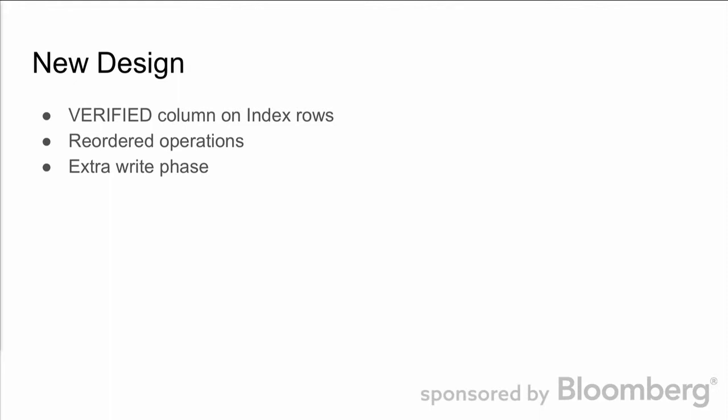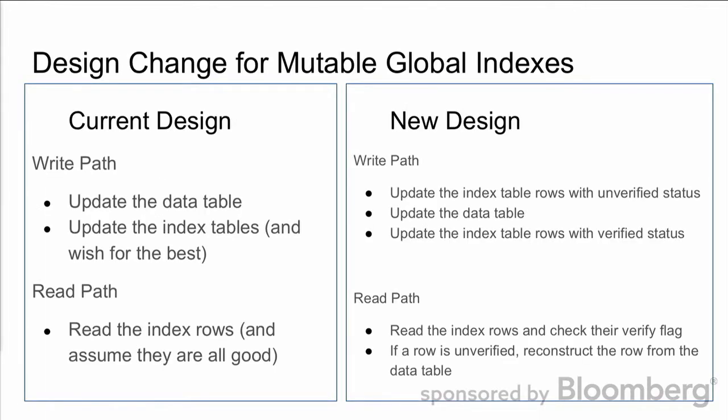I'm going to explain each of them in detail in the upcoming slides. First, let's look at an overview of the current design versus new design side by side to see the difference. So this one is for mutable global indexes.